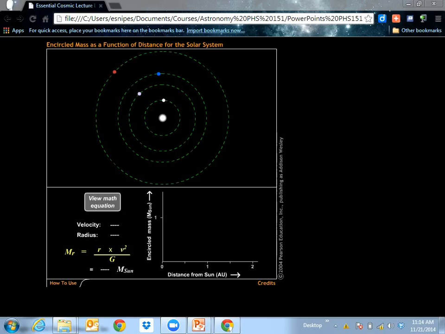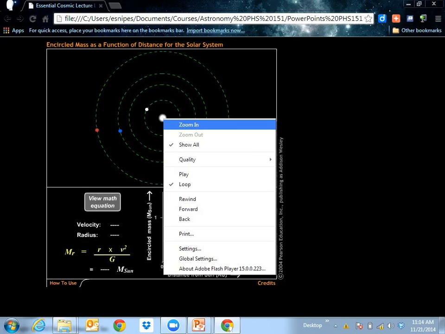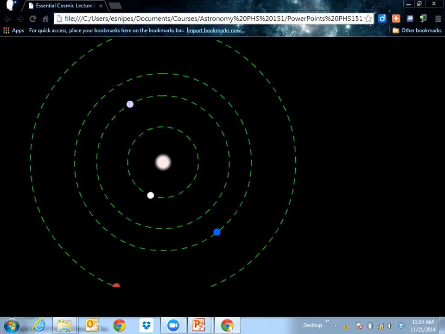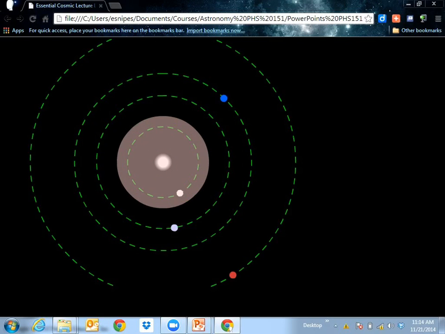So if I click here and draw outward, now I have the sun and Mercury. Oops, wow, that really zoomed up. And so here is the mass down here. That's different. Now, maybe it'll reset.